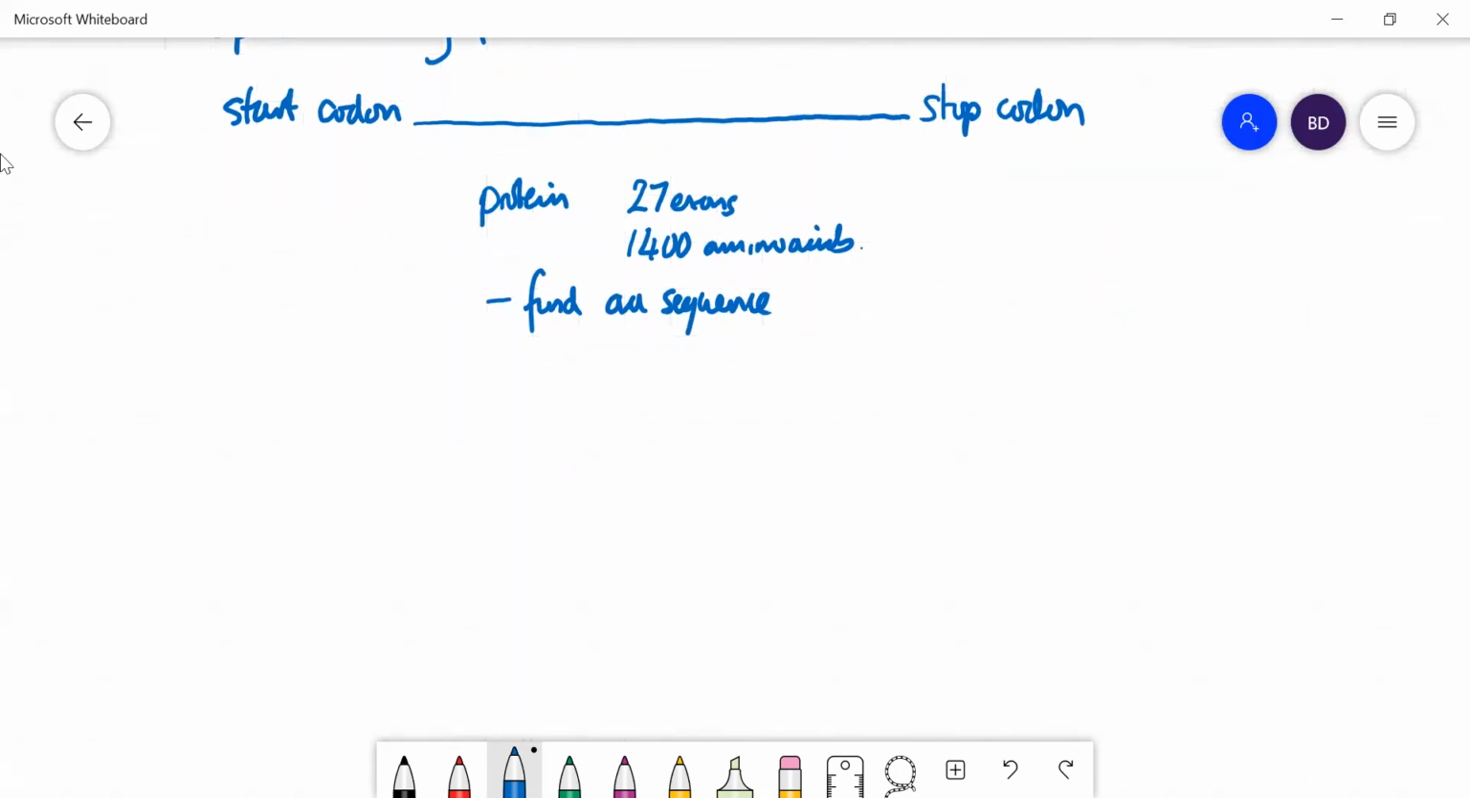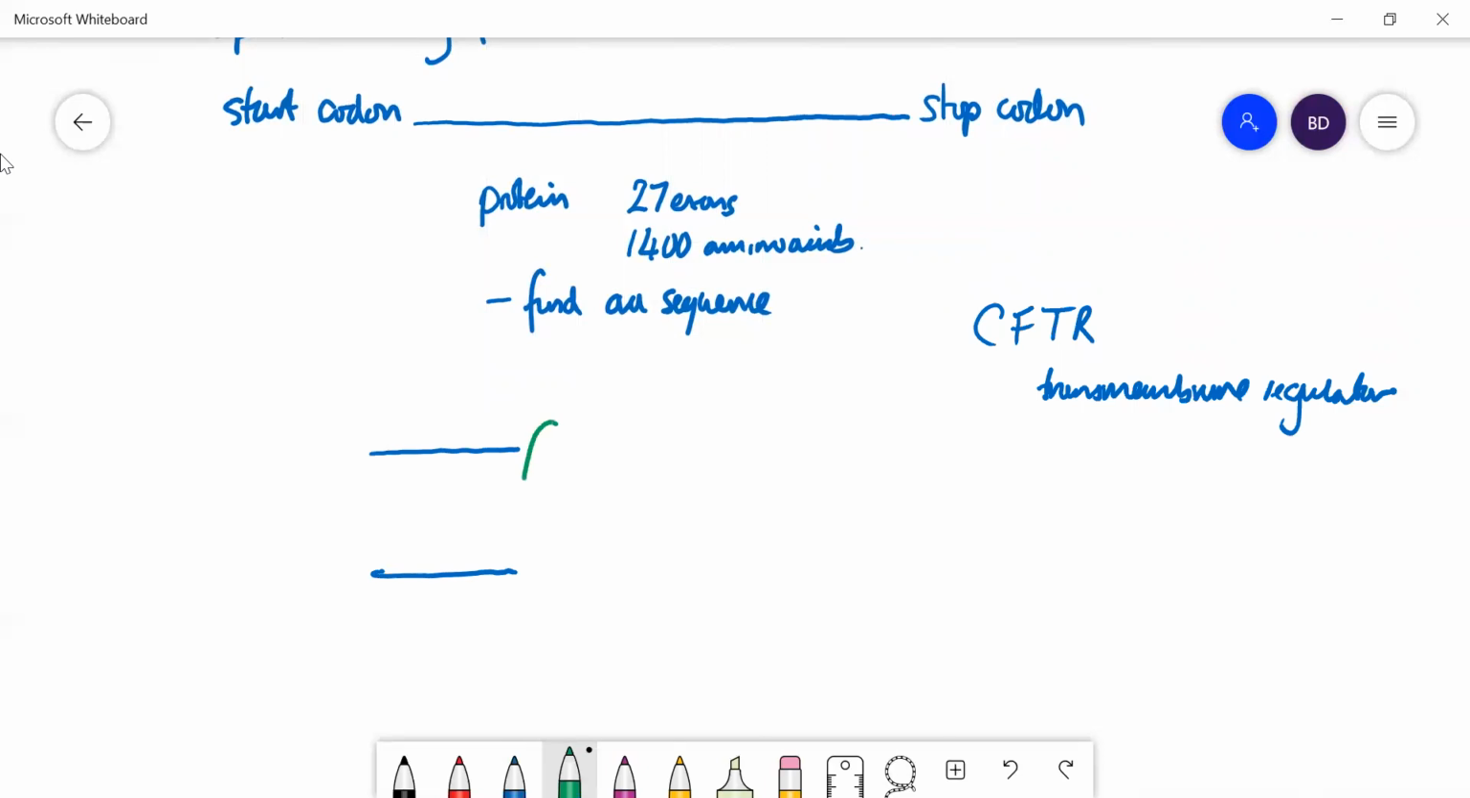The protein is given the name CFTR, which is Cystic Fibrosis Transmembrane Regulator. That's the name of it. So it's a transmembrane protein, as the name suggests. So I'll draw that in there. There's a lipid bilayer, and there's our transmembrane protein. Right, what does it do? Well, it acts as a channel for chloride. So this is inside the cell here.